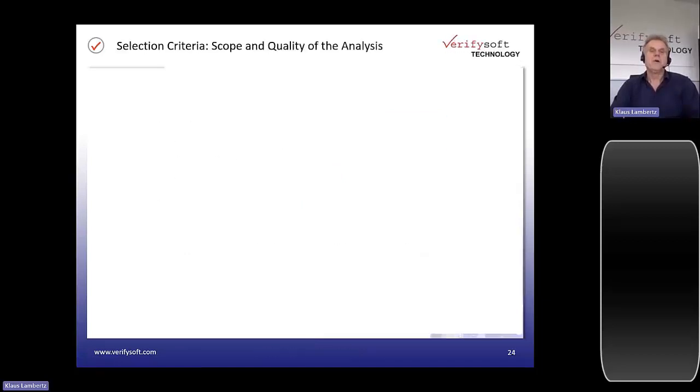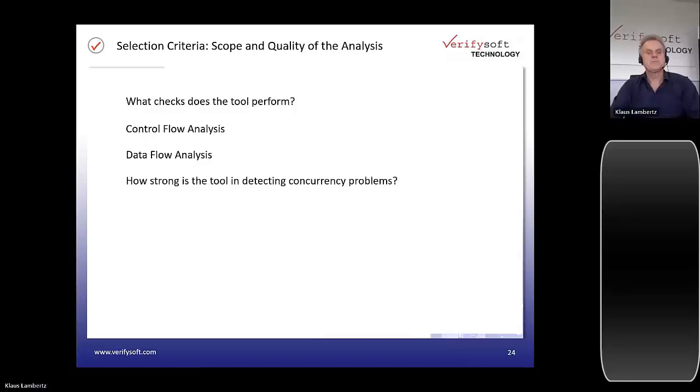So a further selection criterion is the scope and the quality of the analysis. What checks does the tool perform? The checks we have seen before. Which checks do they perform? Does it do control flow analysis? Does it do data flow analysis? And both with which quality? How strong is the tool in detecting concurrency problems?